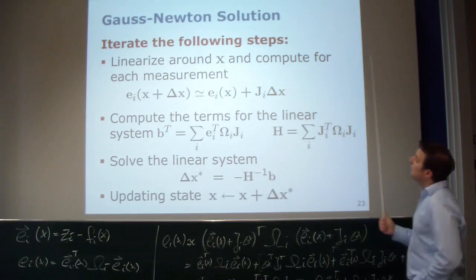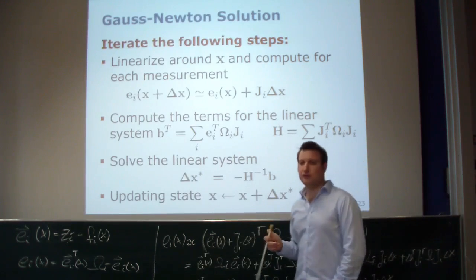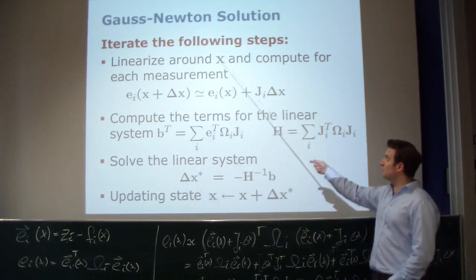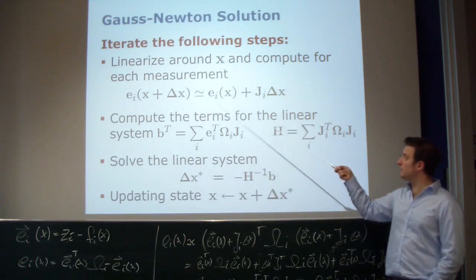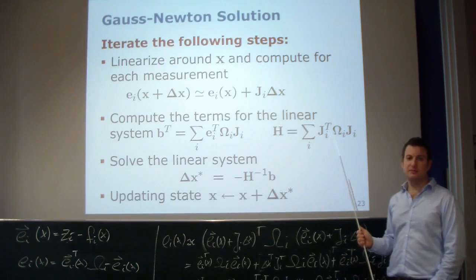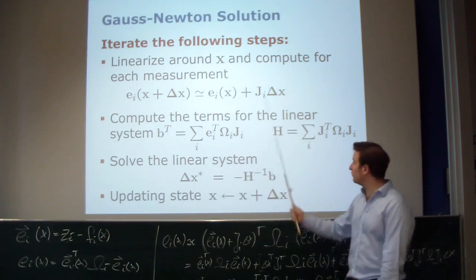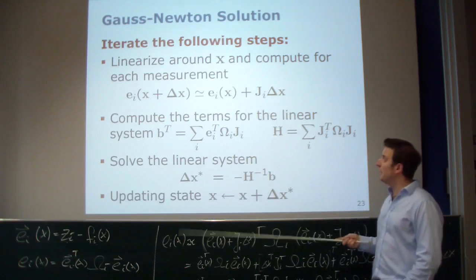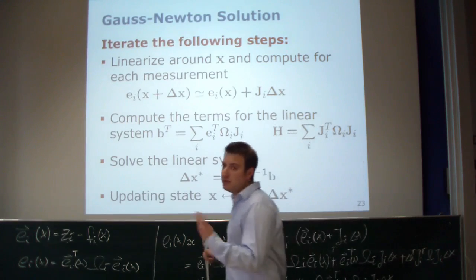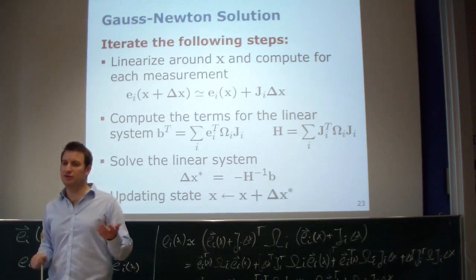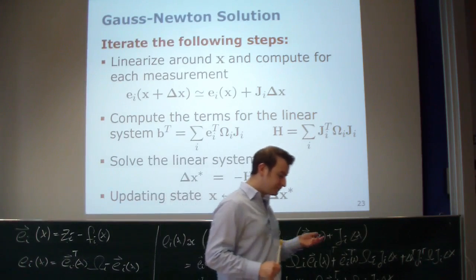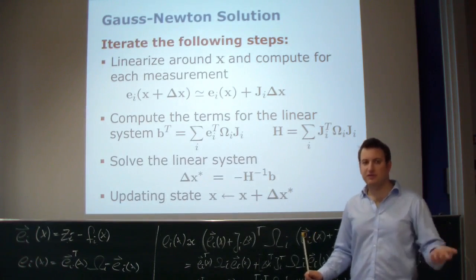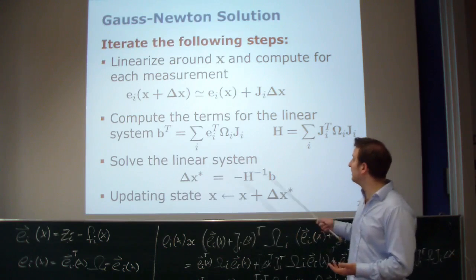Okay, so just to summarize, this is the so-called Gauss-Newton approach. I linearize around my current estimate x and compute the error term for every measurement. That was the linearization. In practice, I really have to compute this Jacobian, and this Jacobian depends, obviously, on the type of measurement I have, because I need to derive the observation function, and depending on the properties of my sensor, this results in the Jacobian.